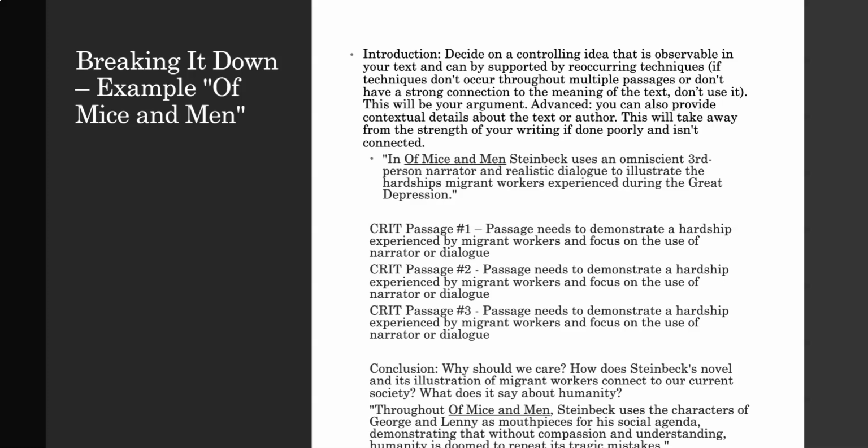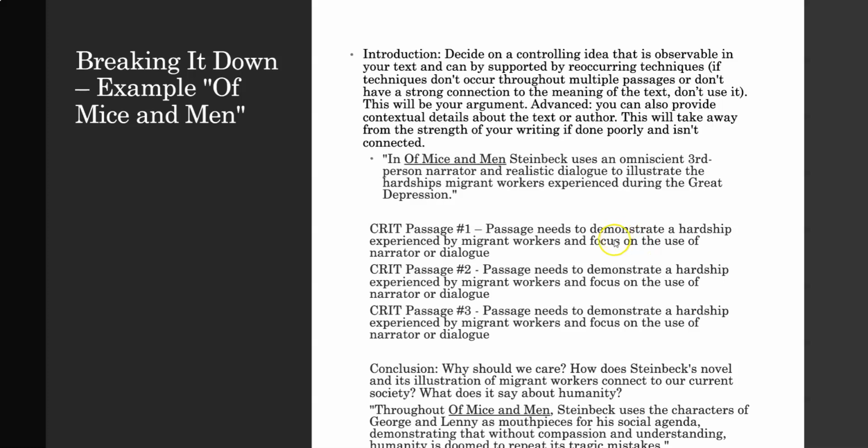After you've gotten your introduction, then you want to move in to your crit passages. Now you're going to write 3 paragraphs that do the crit process on 3 different passages. Now what's fairly important is that these passages need to demonstrate whatever your argument is. So you'll see here that I'm talking about hardships with migrant workers and an omniscient third-person narrator and realistic dialogue to illustrate that. Then my first passage needs to demonstrate a hardship experienced by migrant workers, and it also needs to focus on the use of a narrator or dialogue.